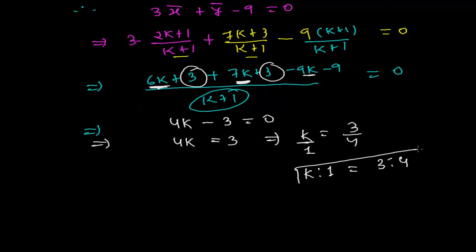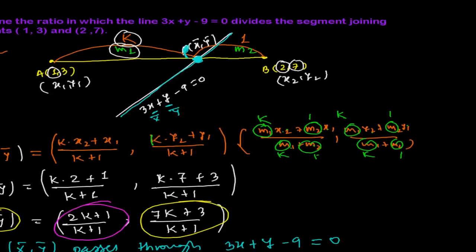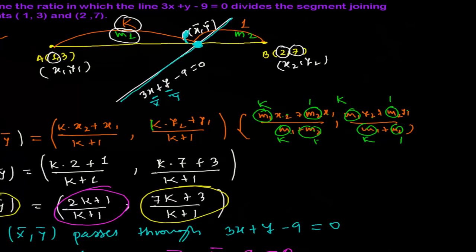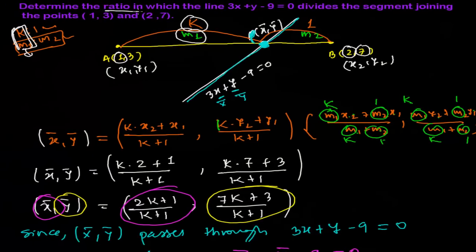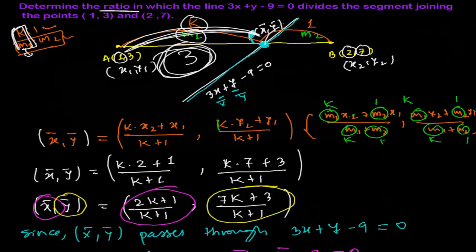So it means we got k ratio 1 equals 3 ratio 4. We got the answer. The question was demanding the ratio, by which ratio they were asking, and we got the ratio. This M1 ratio we got 3, and we got M2 ratio 4, though I made a little bit wrong figure, it should be here and there.